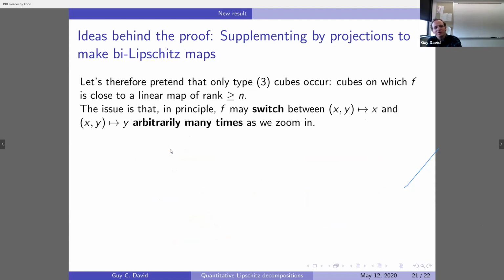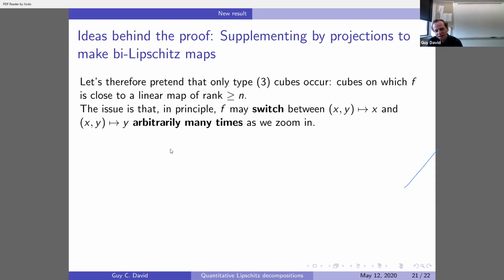And of course, the issue is that in principle, things may switch a lot, right? So there may be some scales on which your mapping looks like one linear map, and then 100 scales later, it may look like a completely different linear map, and then 100 scales after that, it may look like a completely different linear map. And that switching may happen arbitrarily many times, right? And this is where you kind of get into trouble.